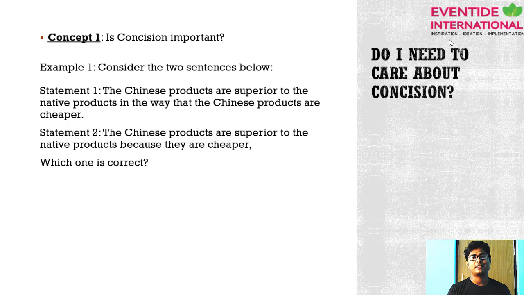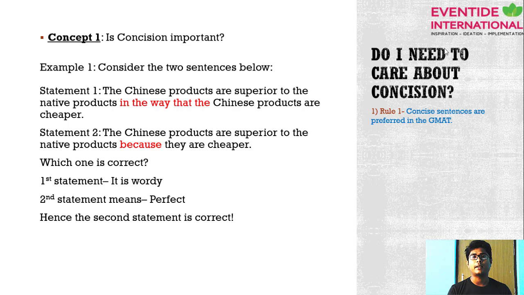Are you done solving this question? Were you able to find the difference between statement 1 and statement 2? Let's do it together once more. Statement 1 uses the phrase "in the way that," whereas statement 2 uses a simple word, "because." Now see, GMAT discourages test takers to use unnecessary words when the same meaning can be expressed using fewer words. In other words, both the statements are correct. However, the second statement delivers the same intended meaning using fewer words. Thus, over here, statement 2 is the correct option.